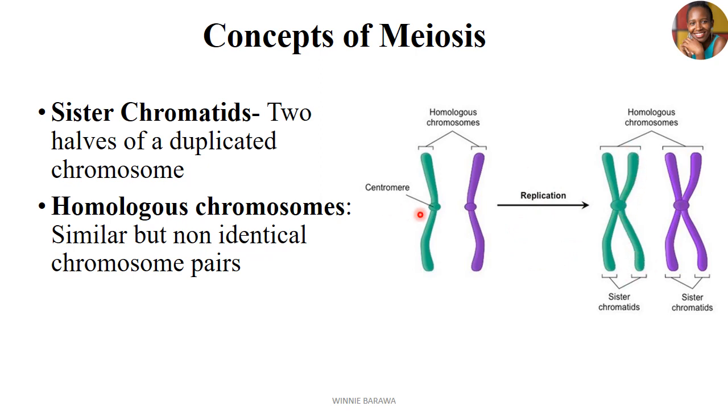So let's use the green here. Our green will replicate and produce a sister copy. The sister copy will be attached at an area here that we call the centromere. So these sisters, we are going to call them sister chromatids. We shall not call them homologous chromosomes. Yes, they are originally homologous chromosomes, but they are now existing as sister chromatids. So we have two sister chromatids here, one is purple and one is green. I need us to understand this concept because it's going to guide us during the meiosis division.